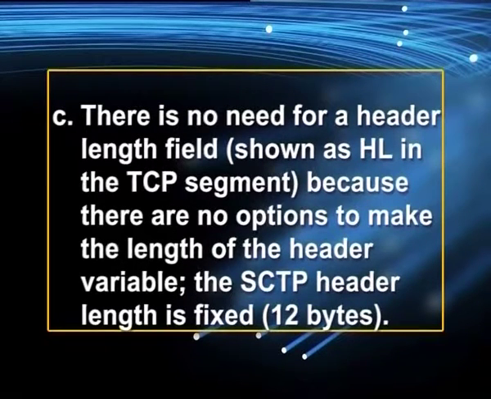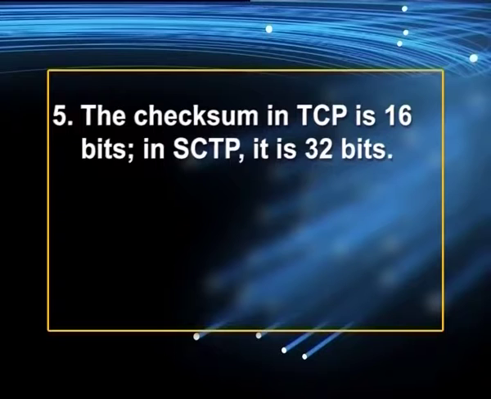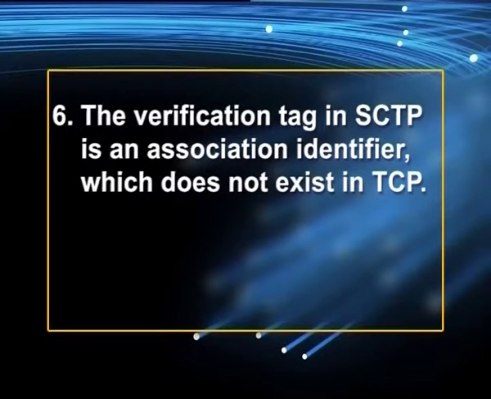There is no need for a header length field known as HL in the TCP segment because there are no options to make the length of the header variable. The SCTP header length is fixed at 12 bytes. There is no need for an urgent pointer in SCTP, as we will see later. The checksum in TCP is 16 bits, in SCTP it is 32 bits. The verification tag in SCTP is an association identifier which does not exist in TCP.